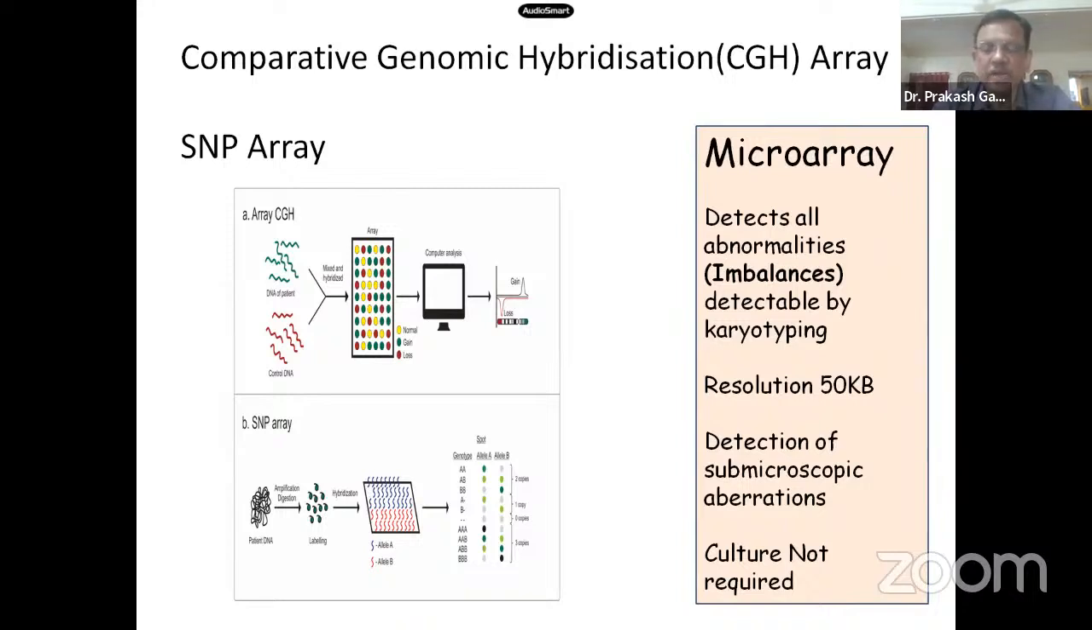Another advantage of microarray is that you can directly perform it on any tissue. So a culture is not required. That is an advantage, especially for tissues which you cannot grow in culture. But at the same time, we must remember that DNA quality has to be good. So that is always tested before, and if it is good, only then is this investigation proceeded with.